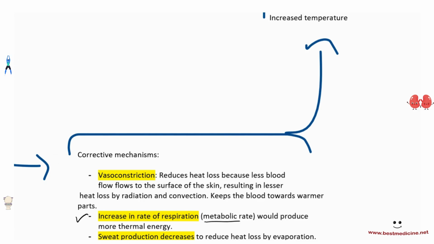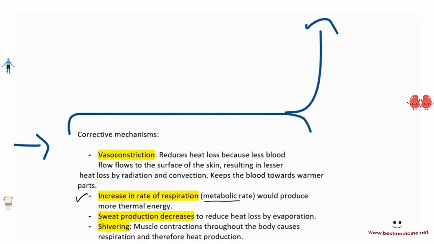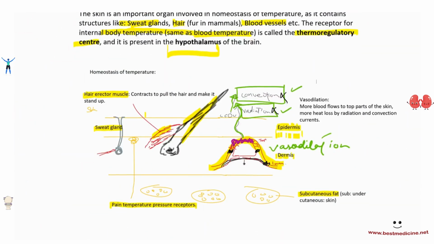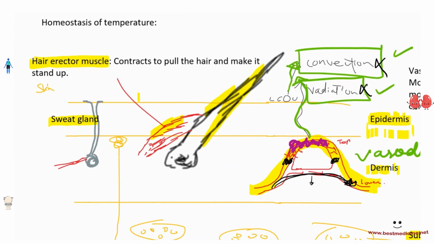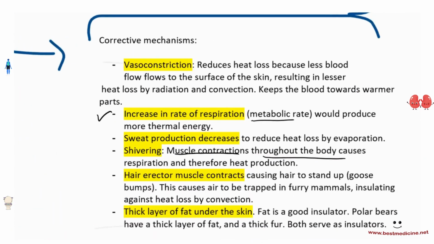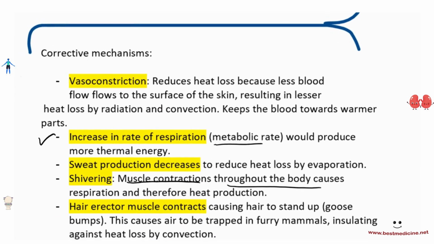Can you think of anything else that occurs when we're feeling cold? Maybe just come out of the shower? Shivering, right? What is shivering and how does that help us warm up? Well, shivering causes muscle contractions throughout the body, and this causes respiration and therefore heat production, okay? Another very interesting thing that occurs is, remember the hair erector papillae muscle? When we're shivering, they cause the hairs to rise. When the hair stands up, this traps the air underneath.